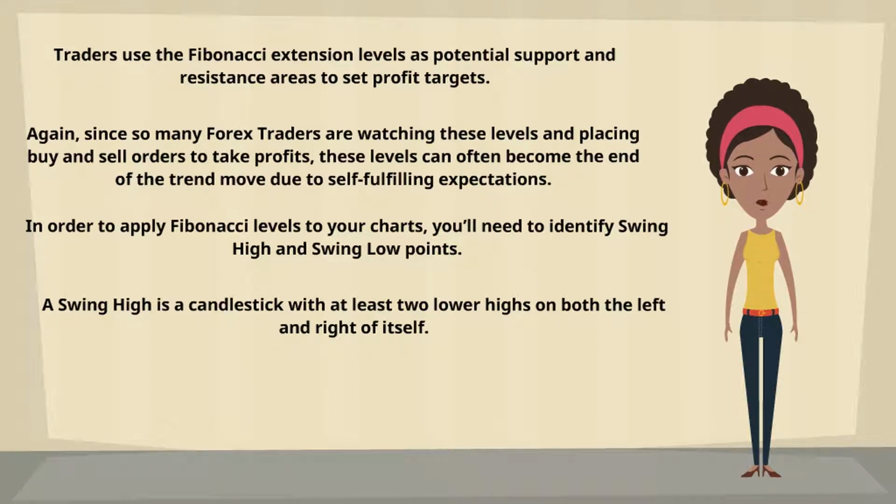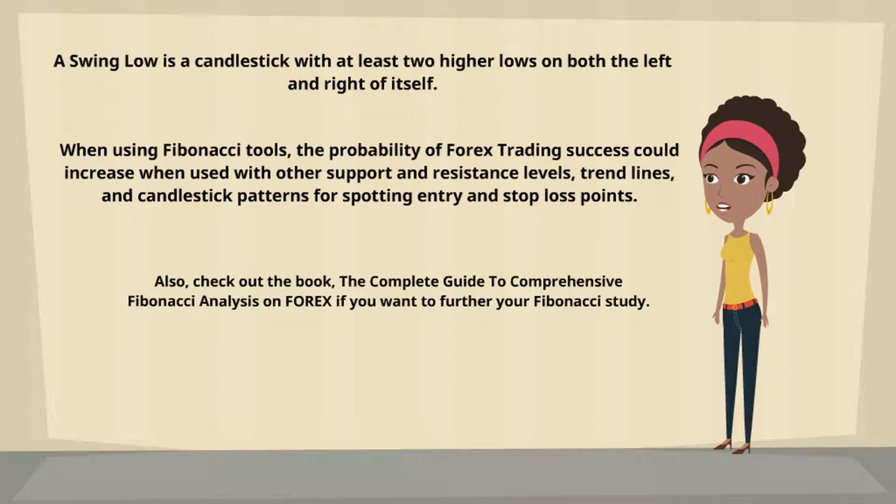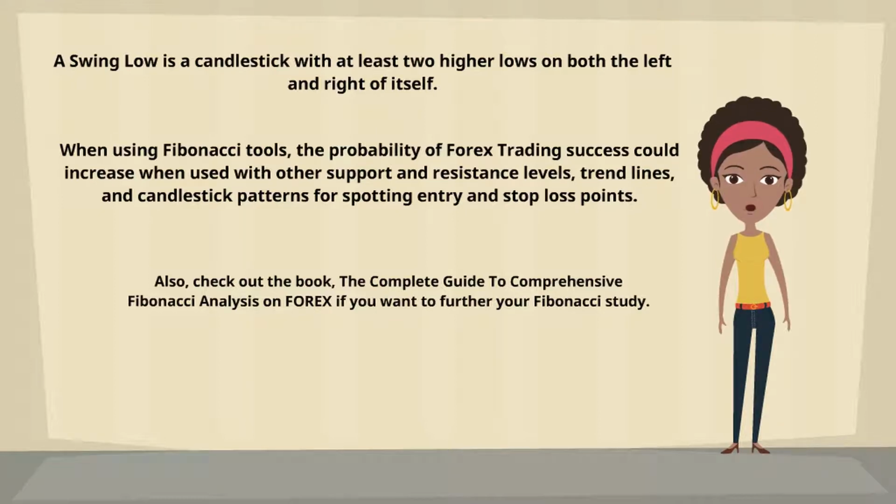In order to apply Fibonacci levels to your charts, you'll need to identify swing high and swing low points. A swing high is a candlestick with at least two lower highs on both the left and right of itself. A swing low is a candlestick with at least two higher lows on both the left and right of itself. When using Fibonacci tools, the probability of Forex trading success could increase when used with other support and resistance levels, trend lines, and candlestick patterns for spotting entry and stop-loss points.